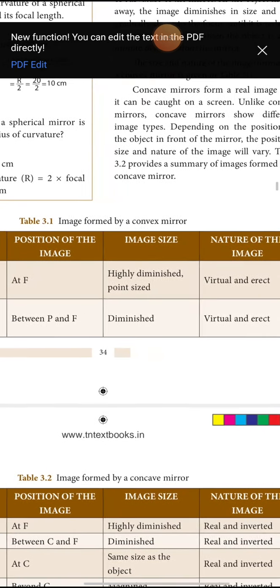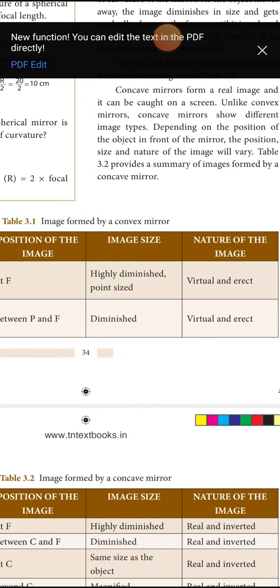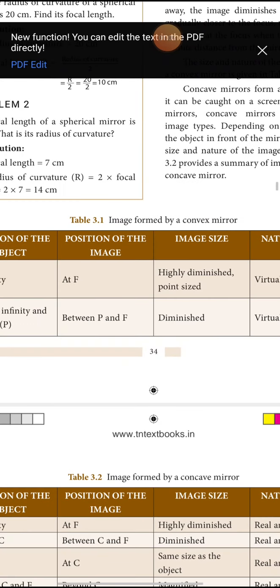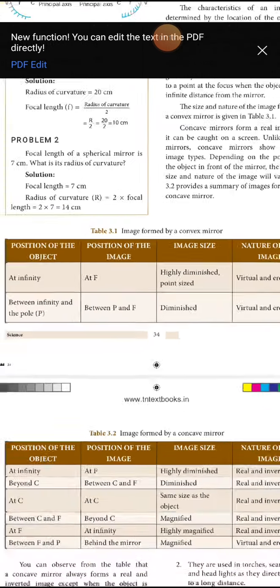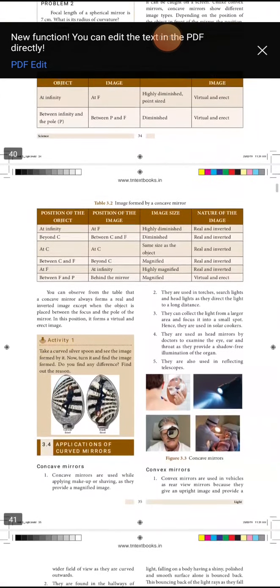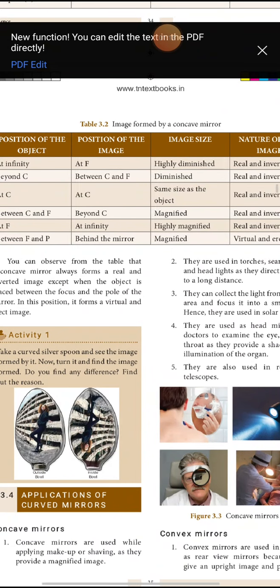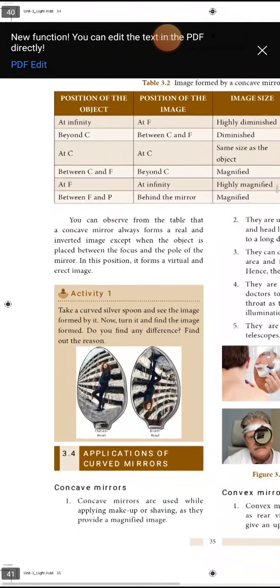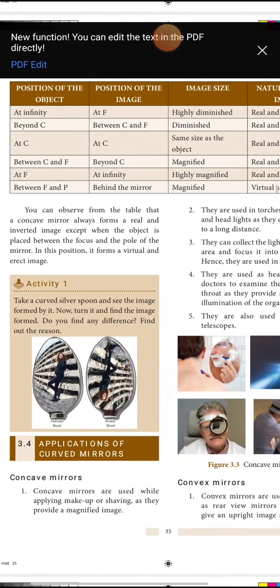These two images are only possible using a convex mirror. This will also be a diminished image because the object is also far away, and you will get a virtual and erect image. Only two types of images are possible in a convex mirror. For the concave mirror, you have seen in the video all the 6 positions of the objects and the images, how they will be viewed and the image sizes.